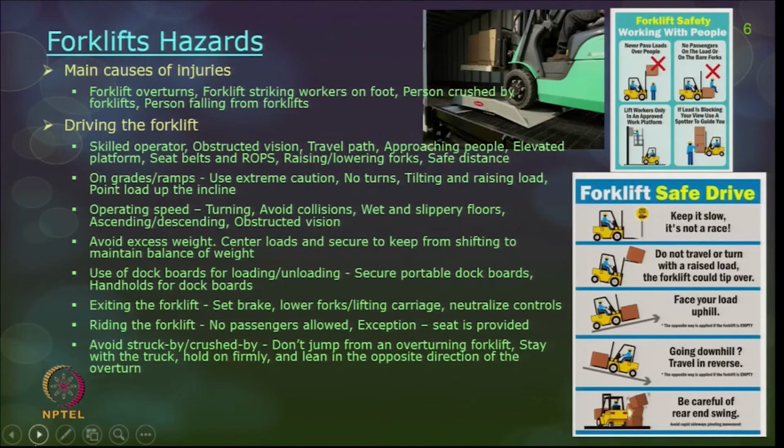Avoid collisions. Whenever there is a wet or slippery floor, you should be cautious on those floors, because you are also carrying weight along with the forklift, especially when you are ascending or descending, or whenever there is obstructed vision. So, you should be very careful in reducing the speed with which your forklift is moving in the site. Avoid excess weight, and also more than excess weight, you should center the weight and see that the center of gravity is maintained.